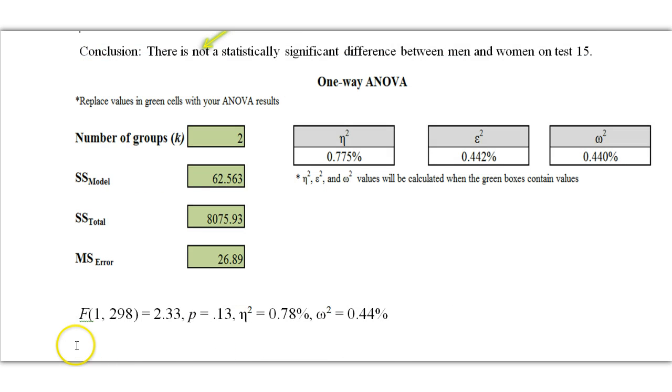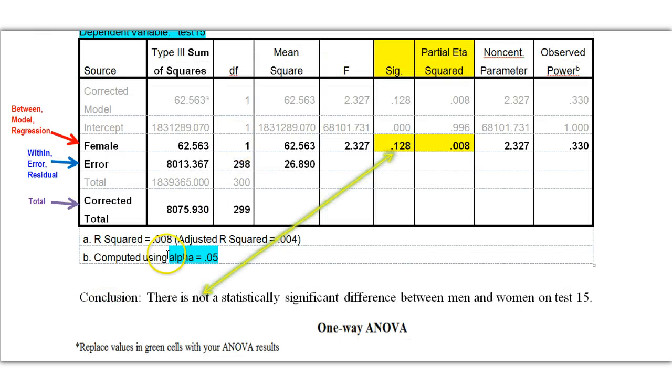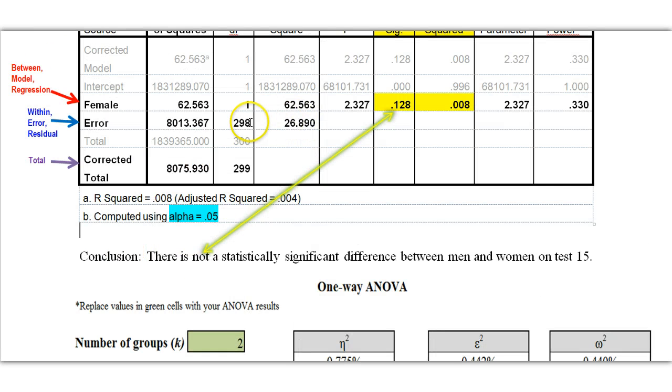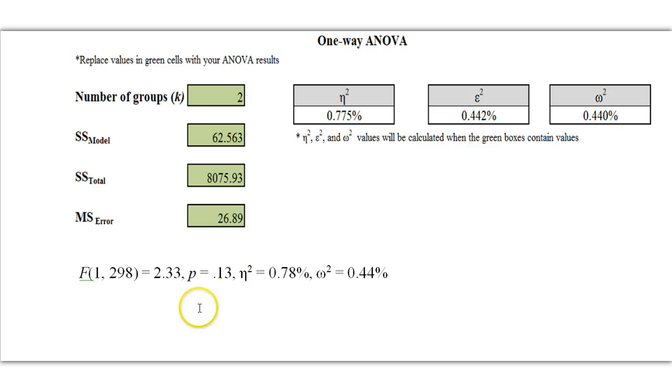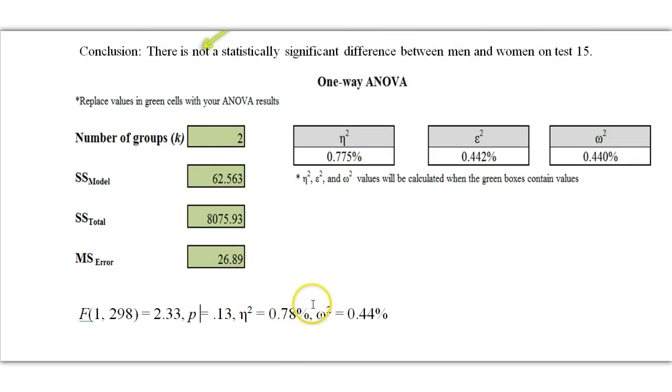So when you report your F statement, you would report F1, which is the degrees of freedom between, and then the 298, which is your degrees of freedom error, and then the p-value, 0.13, and then your eta squared and omega squared.